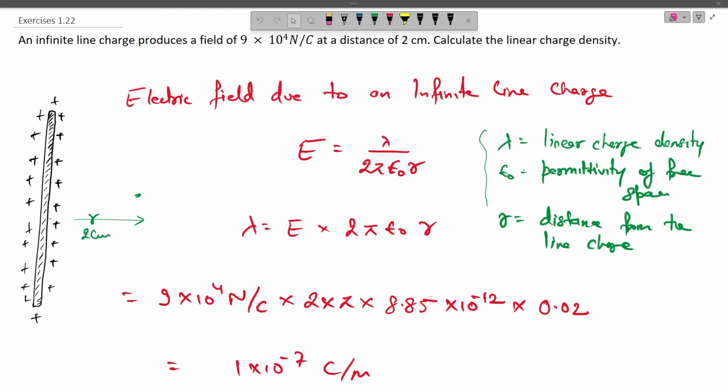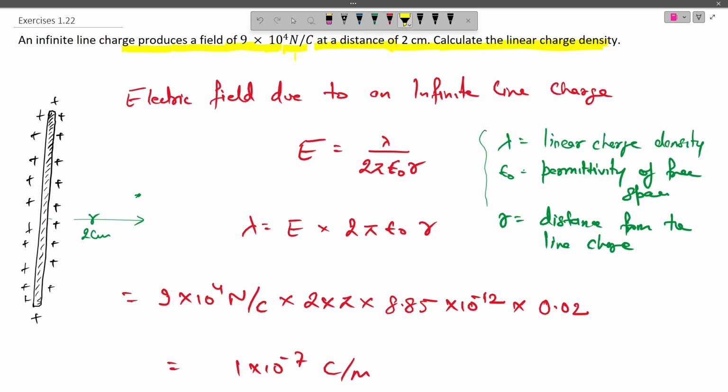The question says that an infinite line charge produces a field of 9 × 10^4 Newton per Coulomb at a distance of 2 cm. Calculate the linear charge density. So we have to calculate the linear charge density given that the infinite line charge produces a field of 9 × 10^4 Newton per Coulomb.